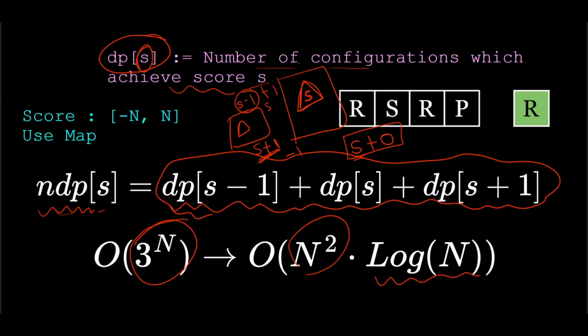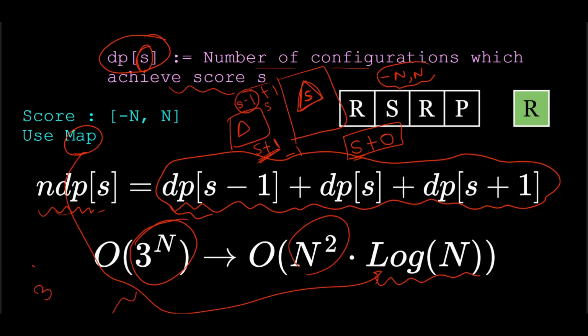Realize that the score can also be negative because it can range from -n to n, and you cannot store negative indices in an array. Therefore we will use a map and this map introduces a log n factor. So you see that we were able to solve this complicated problem from exponential, which was 3 to the power 1000, to just O of n square, which is a huge improvement.